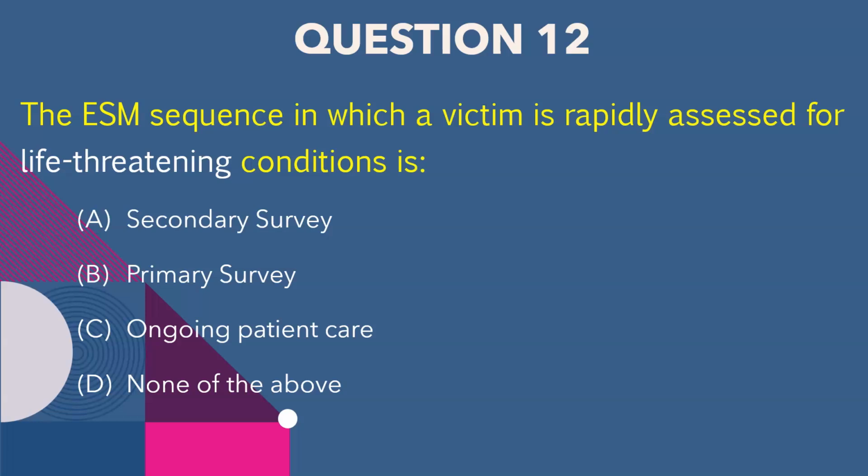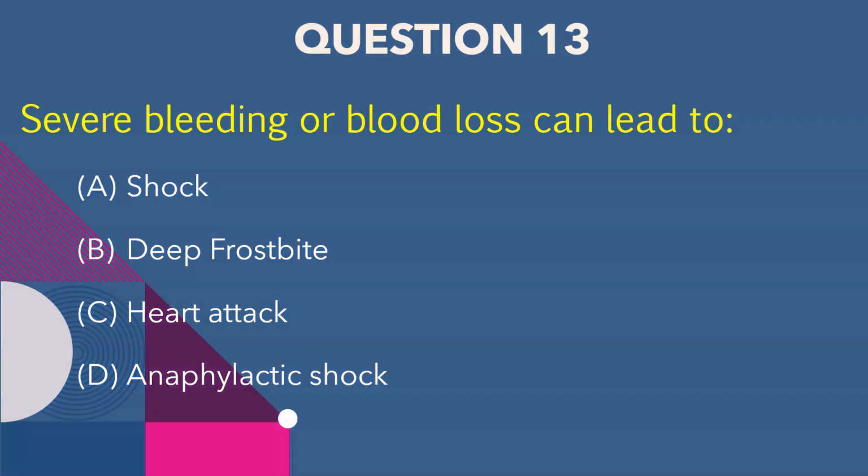Question 13. Severe bleeding or blood loss can lead to A, shock, B, deep frostbite, C, heart attack, D, anaphylactic shock. Severe bleeding or severe blood loss can lead to which of those options? Please make your choice, and then we move to question 14.